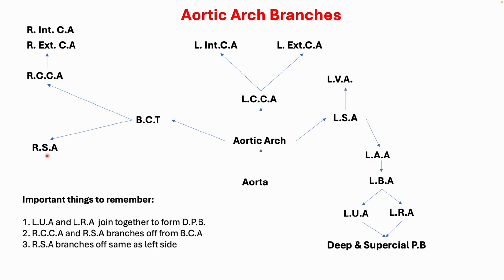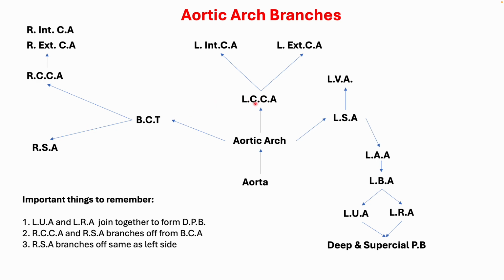If you compare with the left side, it has its own branches, but the right side is going to be branching off from the brachiocephalic. This is due to anatomical differences. Your heart is closer to your left side. Therefore, there's more space towards your left side compared to the right side. But that's not important. So the brachiocephalic will further branch down into the right common carotid and subclavian.